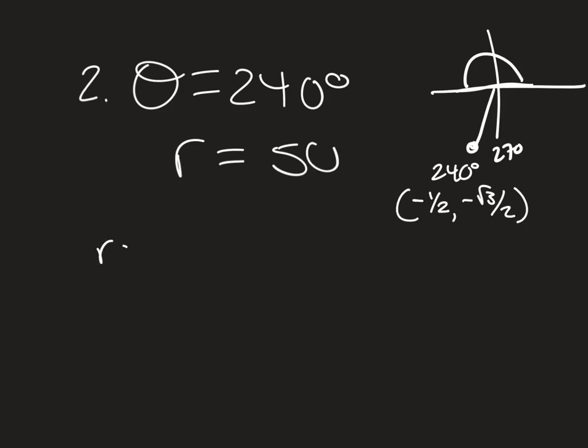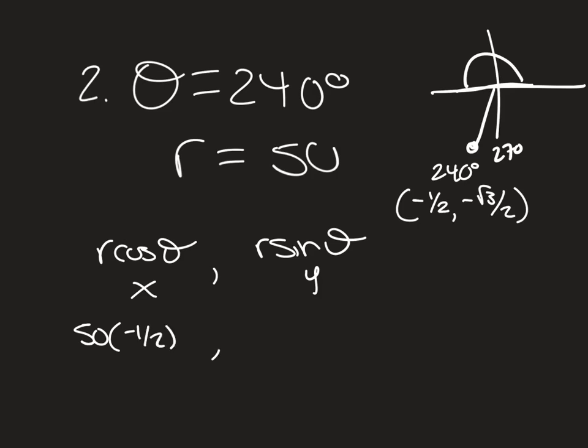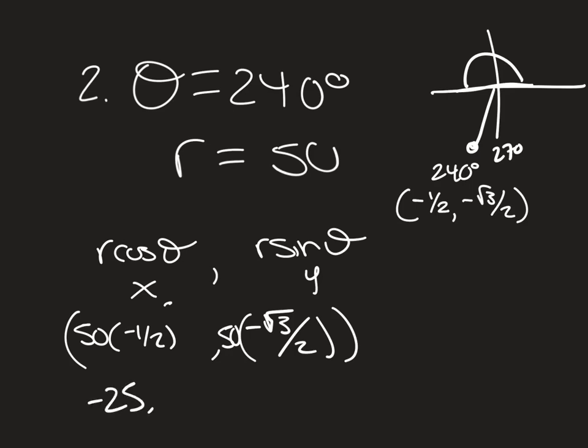And then remember, we're going to do r cosine theta to get the x, and r sine theta to get the y. So we're going to do 50 times negative 1/2, comma, 50 times negative root 3 over 2. And so we're going to get negative 25, because half of 50 is 25. And then comma, negative 25 root 3. And that's the answer for number 2.